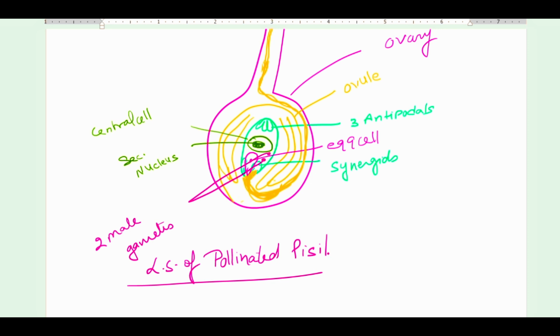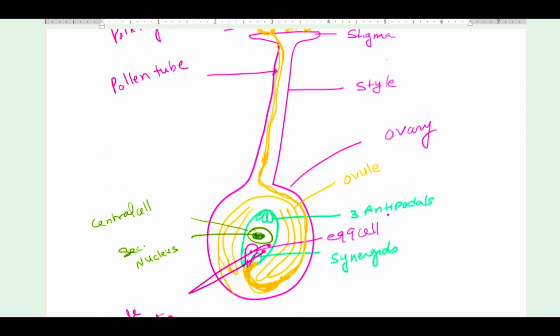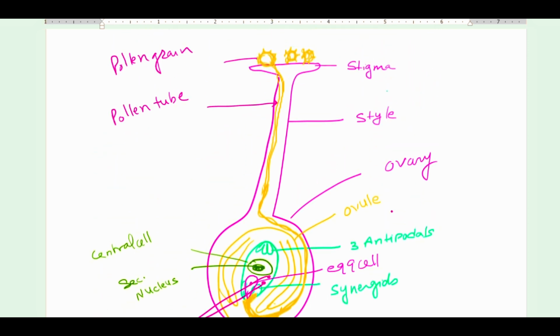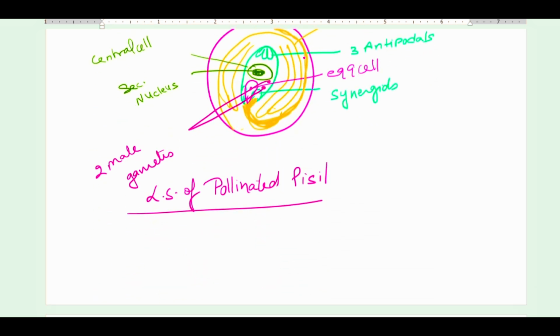This is the normal diagram which you have to draw in the exam, but sometimes they make it difficult and ask you to draw the embryo sac just after fertilization. We have discussed that diagram also. So when you are drawing an embryo sac inside the pistil which is formed just after fertilization, how will you draw? It is just corresponding to the diagram which is given inside.